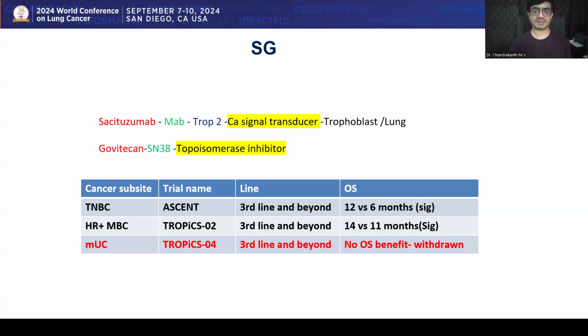Whereas in metastatic urothelial carcinoma, the TROPiCS-04 did not show overall survival benefit. Therefore, the approval is withdrawn in metastatic urothelial carcinoma. So in the present day, TNBC and hormone receptor positive breast cancer, third line and beyond setting, is where the approval is. Let us see what is the data of Sacituzumab Govitecan in the non-small cell lung cancer space.